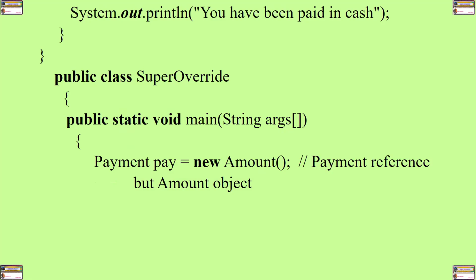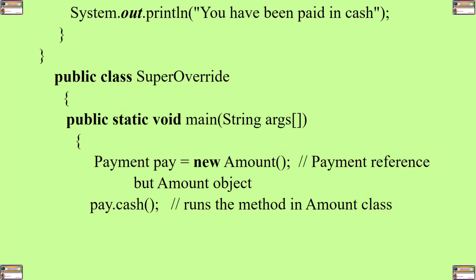So this statement indicates a payment reference but an amount object. Then through it, we have the statement for invoking the method called cash, which is in the amount class. Once the execution of that method is done, the control will be brought back here. And once this brace closes, that will indicate the end of that program.